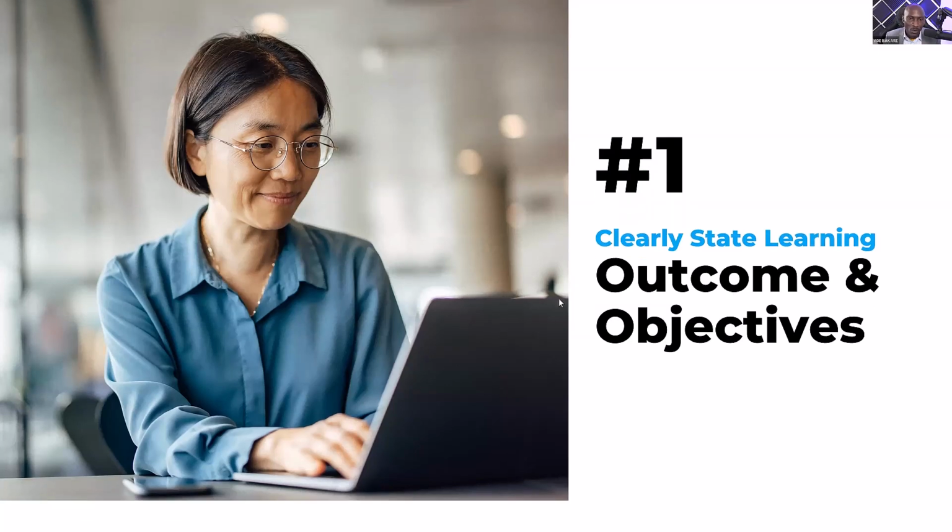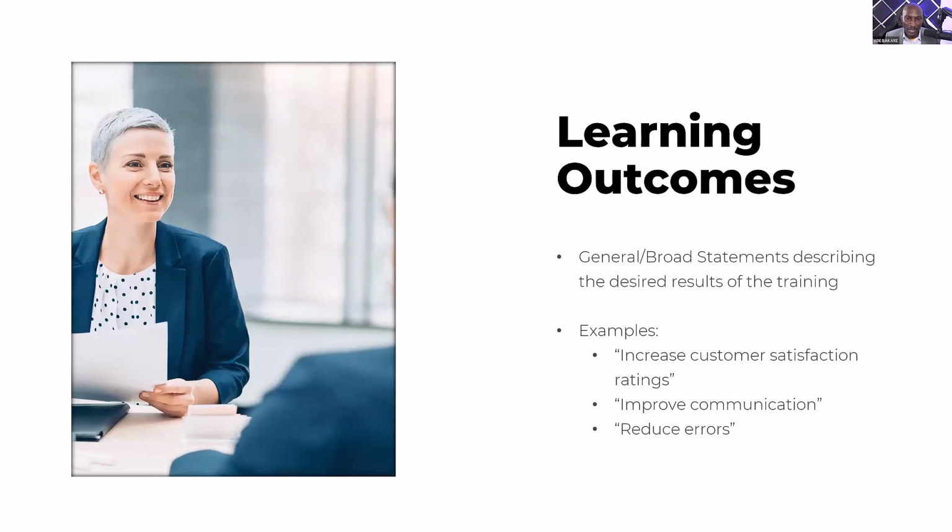So what do we mean by learning outcomes? So your learning outcomes are usually those overarching and broad statements that describe the desired result of the training program or the learning experience, right? So this is really what we want the training to help the business to achieve, right? So they're usually very high level. They provide a big picture view of what the training will help the business to achieve, all right?